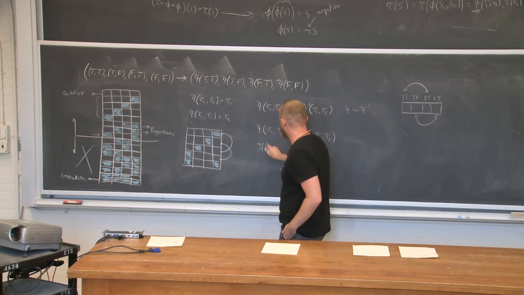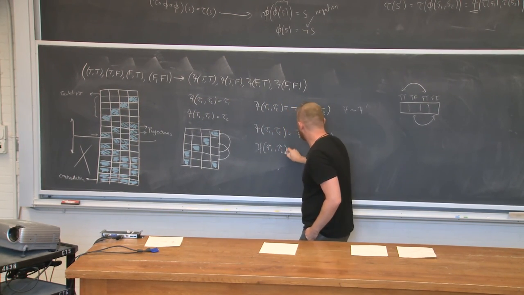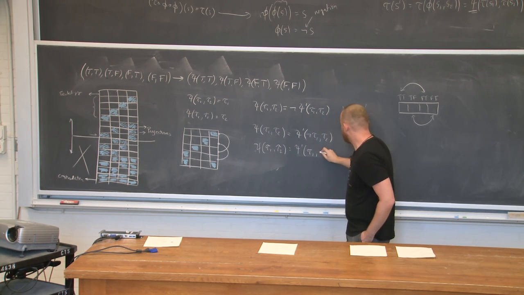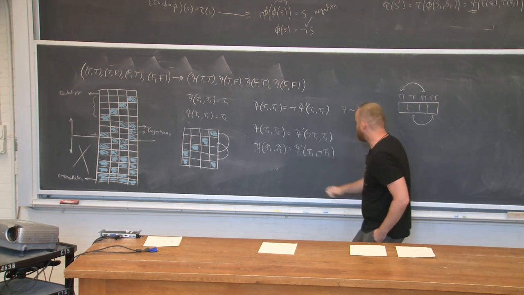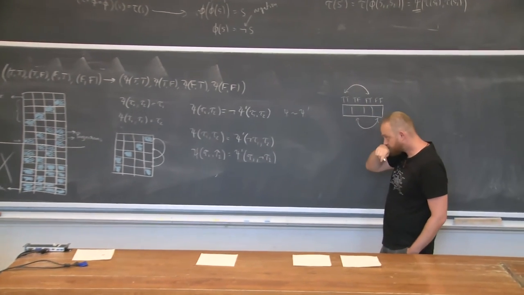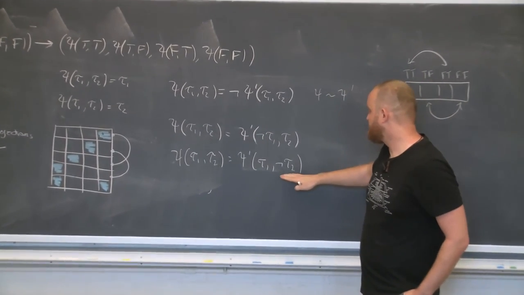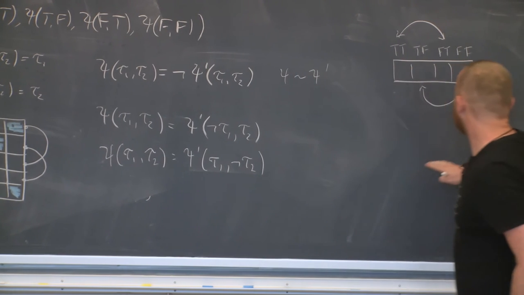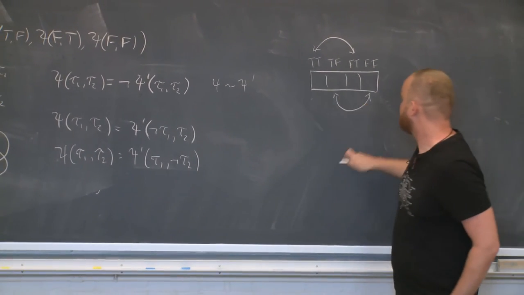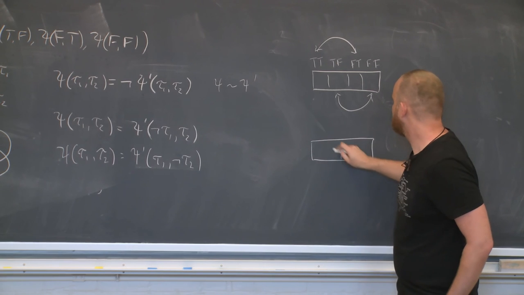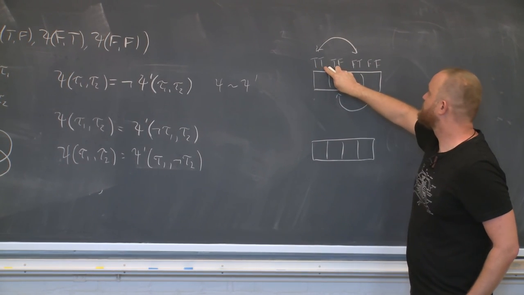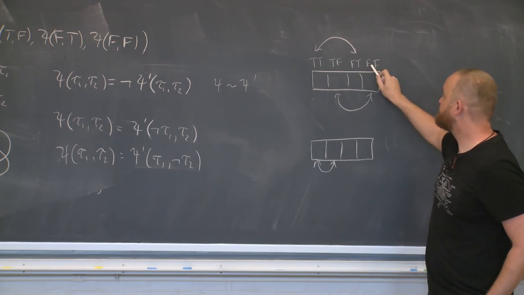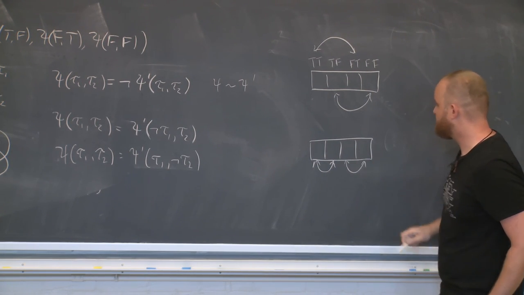We can use the fact that if the second argument is negated, then these are copies of one another. So what does that mean for our diagram here? Well, true true will be sent to true false. So these are going to get flipped. And false true is going to be sent to false false.